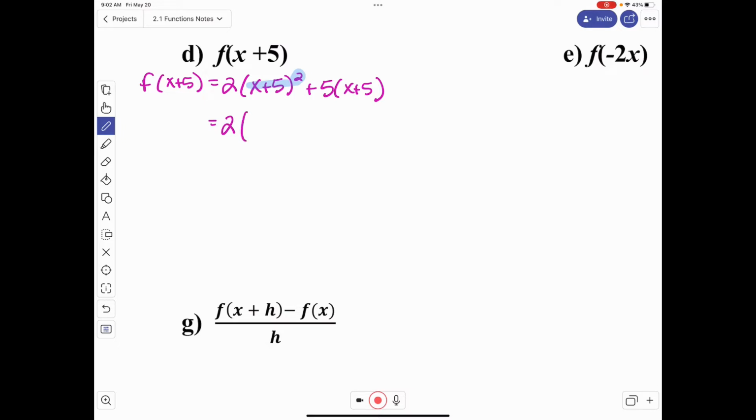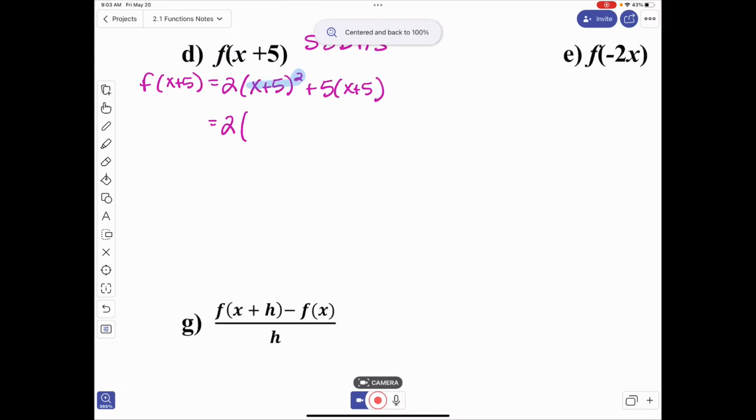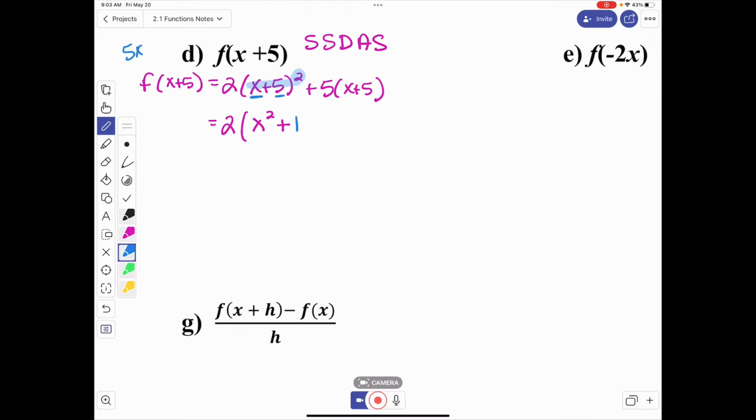Now, I'm going to use the shortcut that I've talked about before. Remember, the saying, some stars don't always shine. So if we have x plus 5, that first s stands for square the first. So x squared. The second s is same sign. The d stands for double the product. So you're going to take the product, which is just 5x, and then you double that, so you get 10x. And then the a is always plus, and the last s is square the last. All right, now we're going to distribute the 5, so we have 5x plus 25.